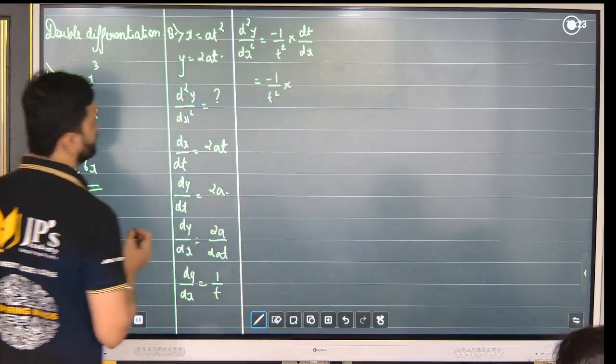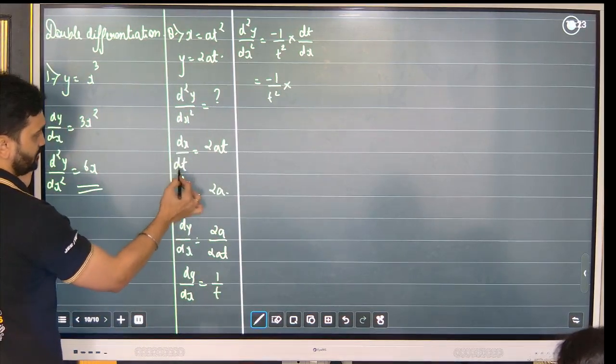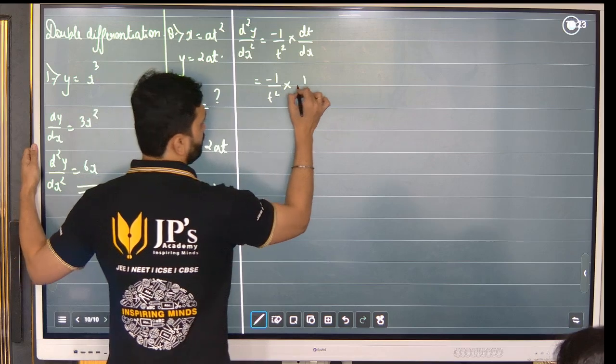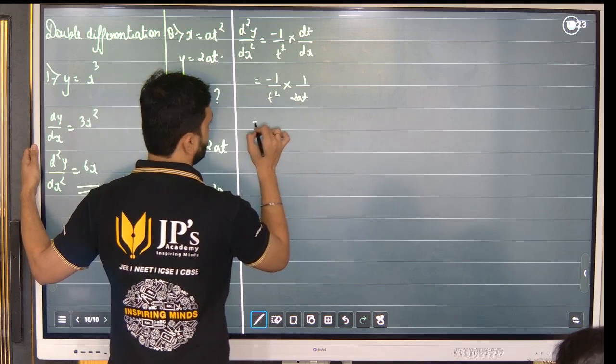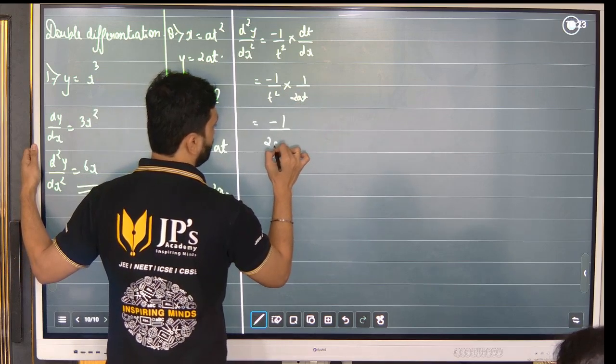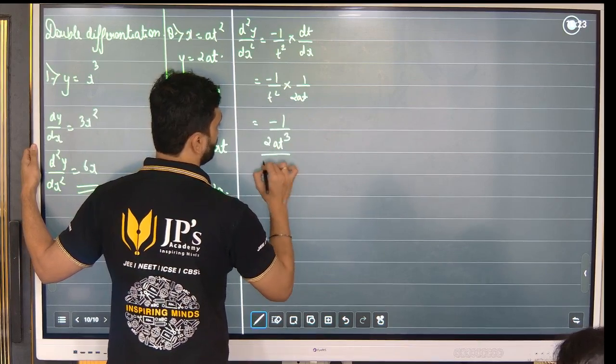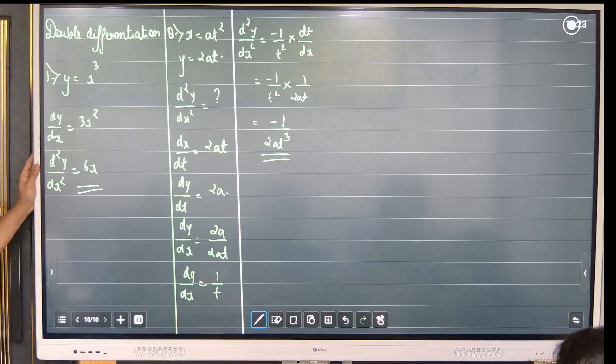And what is dt by dx? I have dx by dt. See, dx by dt is this. So dt by dx will become 1 upon 280, which will become minus 1 upon 280 cube. This is the normal differentiation that we're doing, double differentiation. Because you're differentiating with respect to t, the derivative of t will become dt by dx. Have you guys understood this?